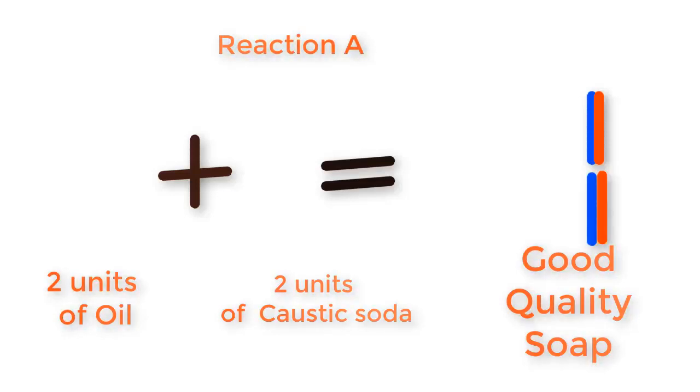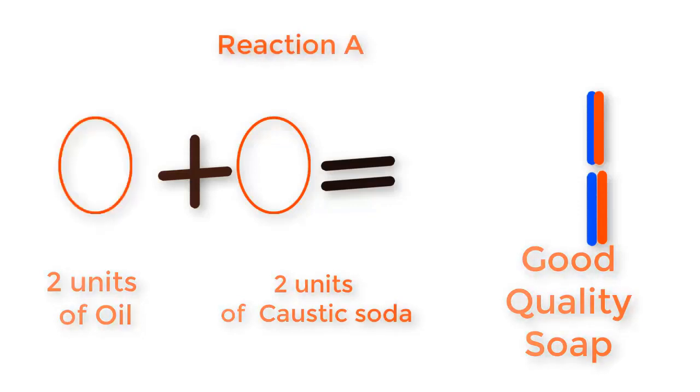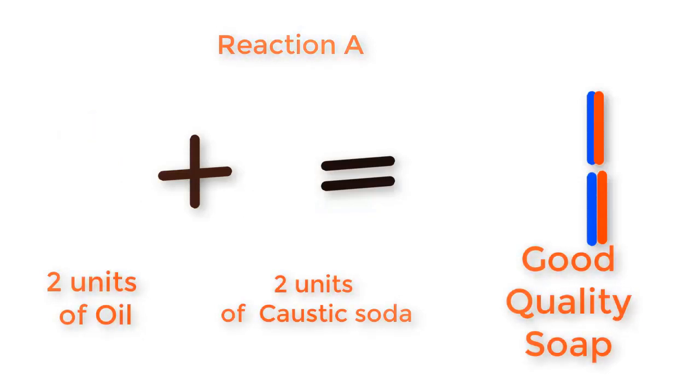Now, let's observe this reaction. You will notice that all the caustic soda has been consumed by the oil, such that at the end of the day, no reactant is left behind in the reactor. All the caustic soda has been consumed by the oil, so none of the caustic soda is left behind. This is a good quality soap because no caustic soda is left behind.